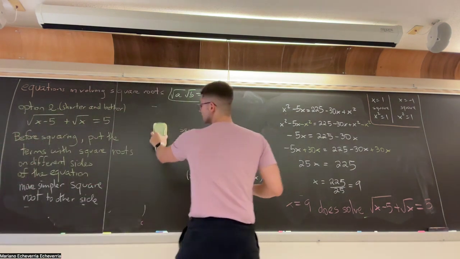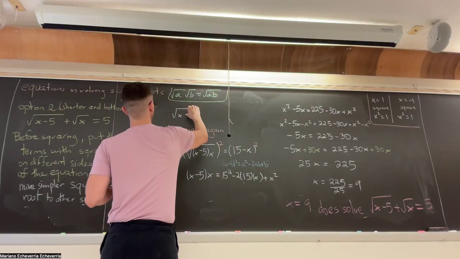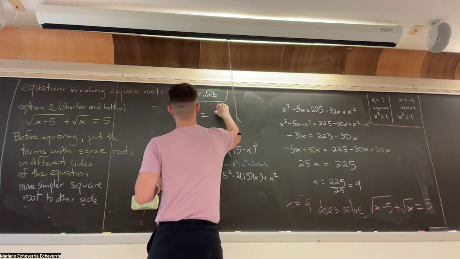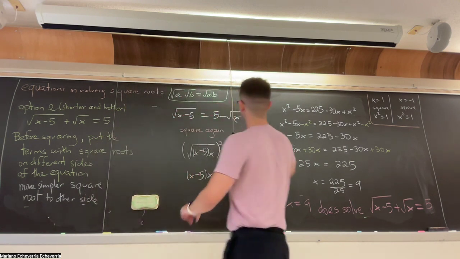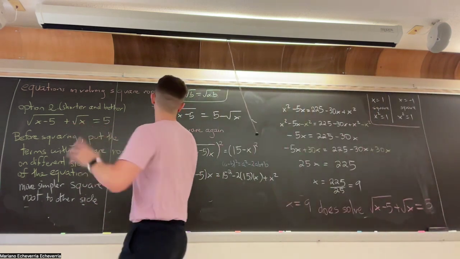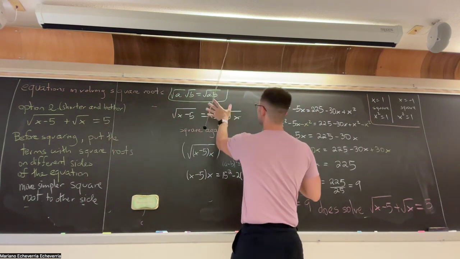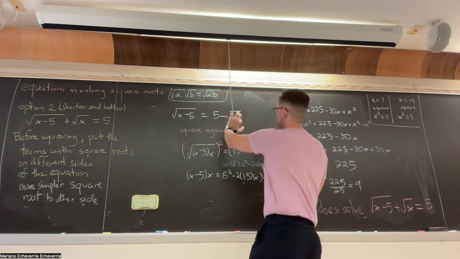Let's see, what is that going to give me? It's going to give me root of x minus 5 equals 5 minus root of x. So that is the equation that I will work with instead. It is the same equation as this one, but the advantage is that this square root is on the left side, and the other thing with the square root is on the right side.